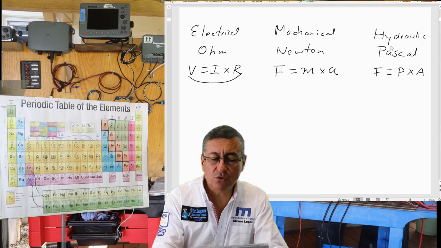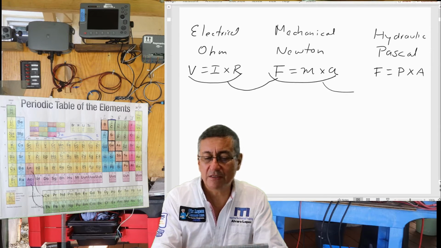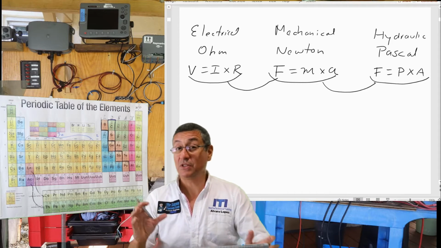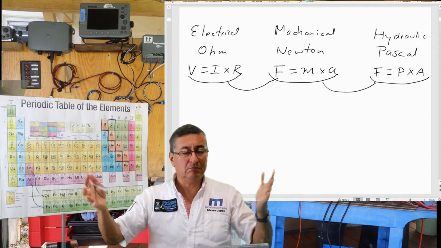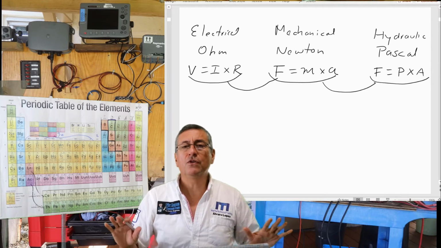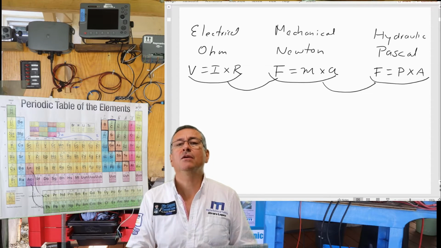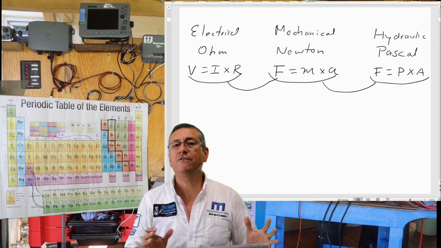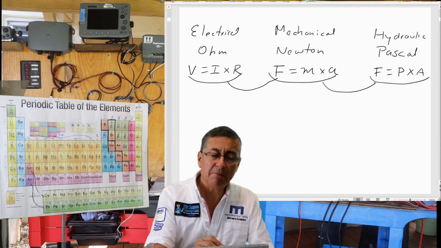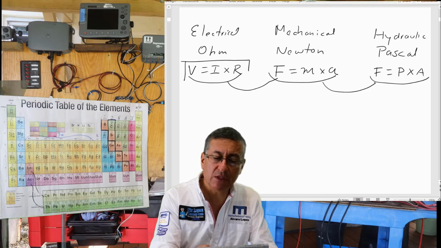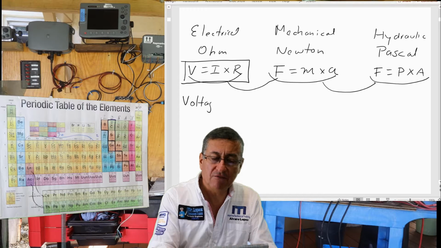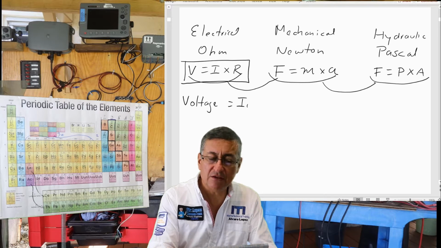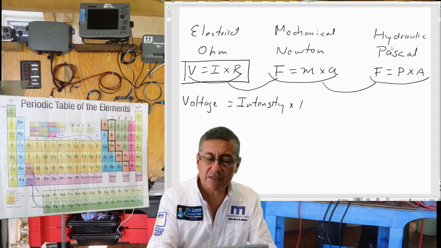If you check, those three formulas are basically the same formula. We are going to try to understand later why it's the same. All of those formulas stay exactly the same with different fluids, with different elements. But right now we are going to concentrate on the Ohm law. The voltage is equal to the intensity times the resistance. This is the Ohm law.